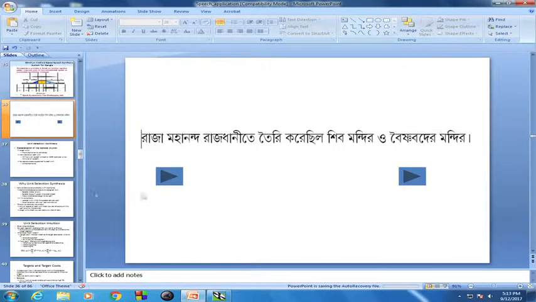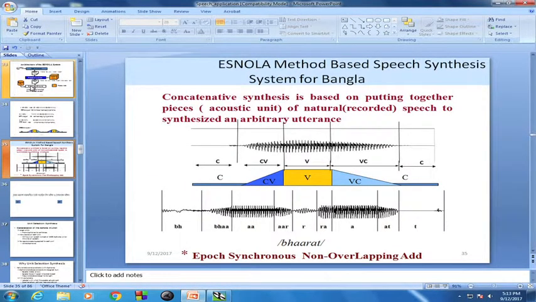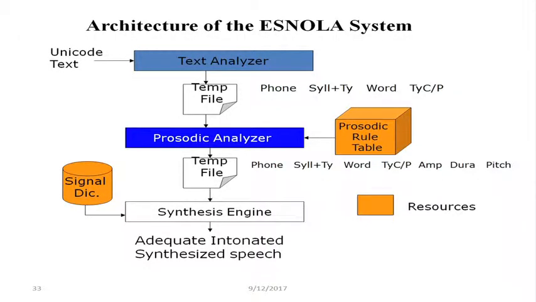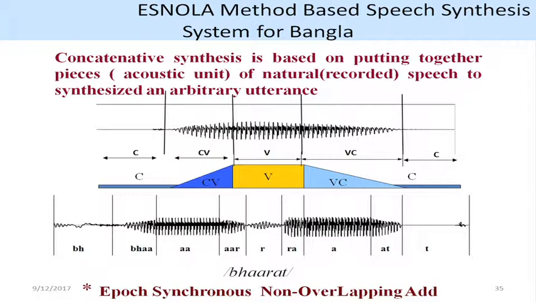But the main problem is that prosody is not there. So, prosody has to be incorporated. That I will discuss later on. So, this is Bangla TTS, we call it ESNOLA, epoch synchronous overlap add method, and this is the block diagram of the whole TTS engine. This is the rule we have written down, and then this dictionary is created.